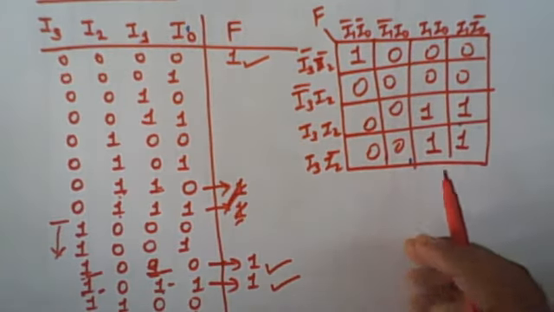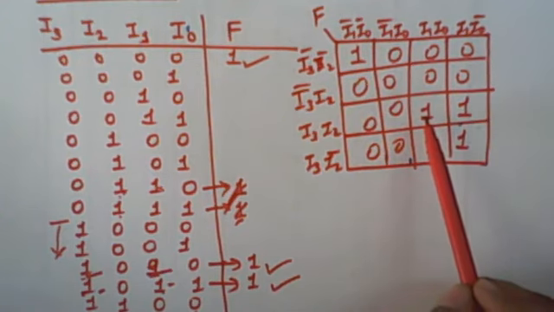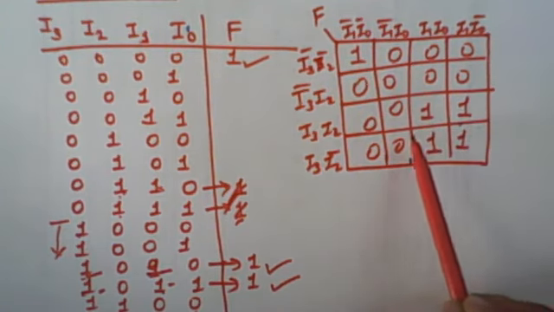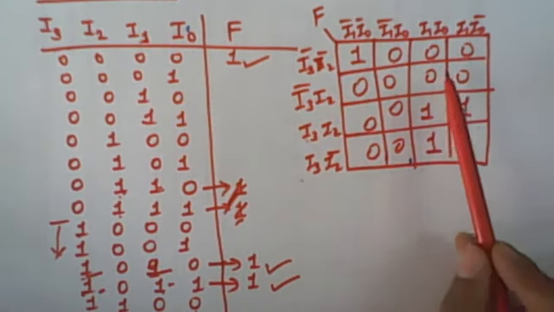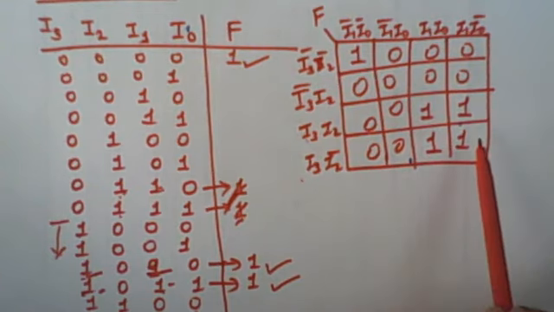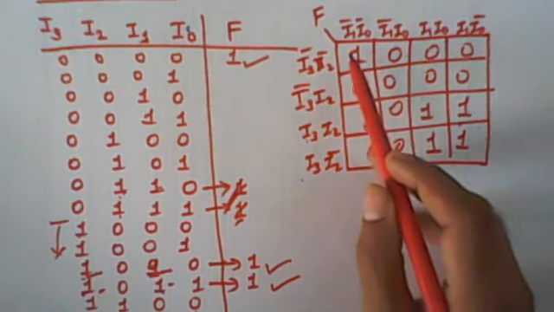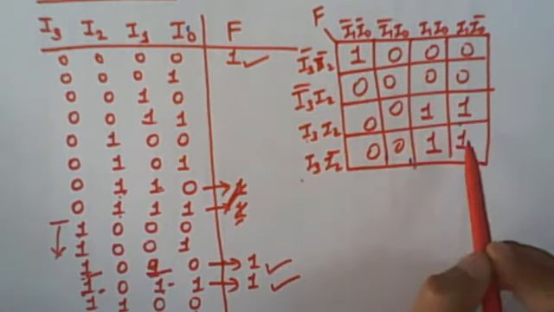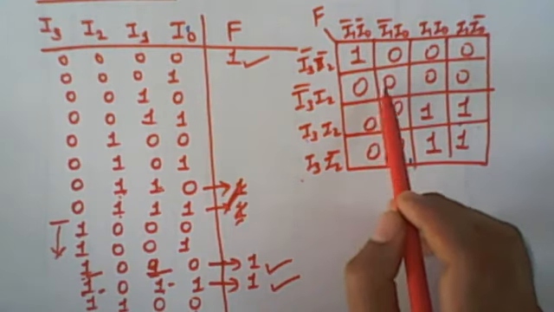So output is 1 when all the inputs are 0. Output is 1 when all the inputs are 1. And output is 1 when an odd number of inputs are 1, meaning I3 and I1 are uncomplemented, so I3 and I1 uncomplemented in this group of 4. Now let me check: a group of 16 is not possible, a group of 8 is not possible, a group of 4 is also not possible.